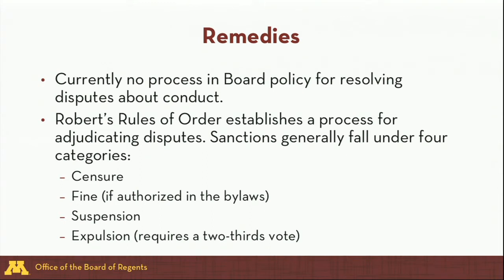Robert's Rules of Order, which is established by your bylaws as your operating set of rules, does establish a process for adjudicating disputes, and it articulates some sanctions that fall into several categories that are listed there. To my knowledge, the board has not ever chosen to use those remedies, but I just bring it up because there have been questions sometimes around, well, how or what would the board do if it felt like someone had not upheld their responsibility as articulated in board policy. And so we note this.